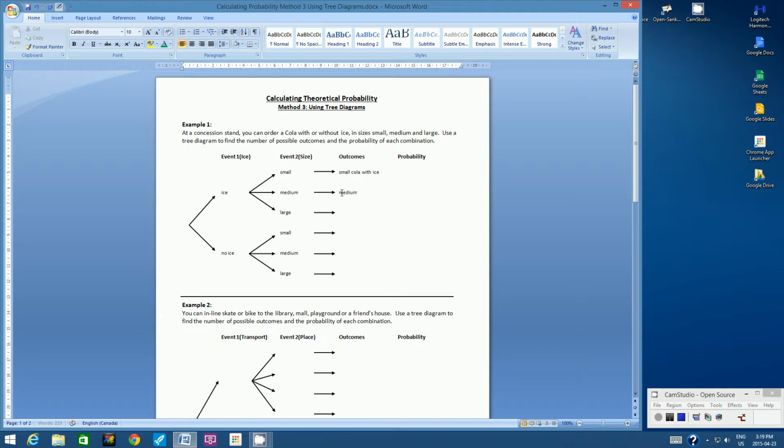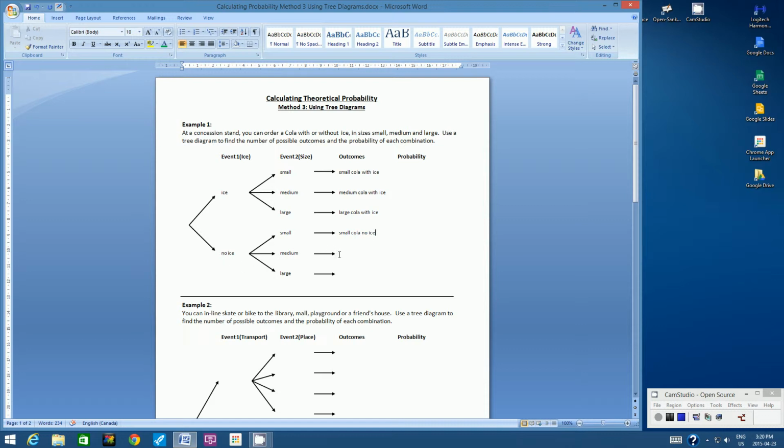So can you write this neatly in? Medium cola with ice. And then what's the third path or third route going to be? We have ice, and then we go down this path here, this branch here, and we go to large. So that's going to be a large cola with ice. Okay, so now let's look at the bottom group of branches here. So this is going to be the no ice option. So as we travel down this main trunk, no ice, and then we go up this branch, we have a small. So what's this outcome going to be? Small cola, no ice. Remember, we're on the no ice portion of the tree.